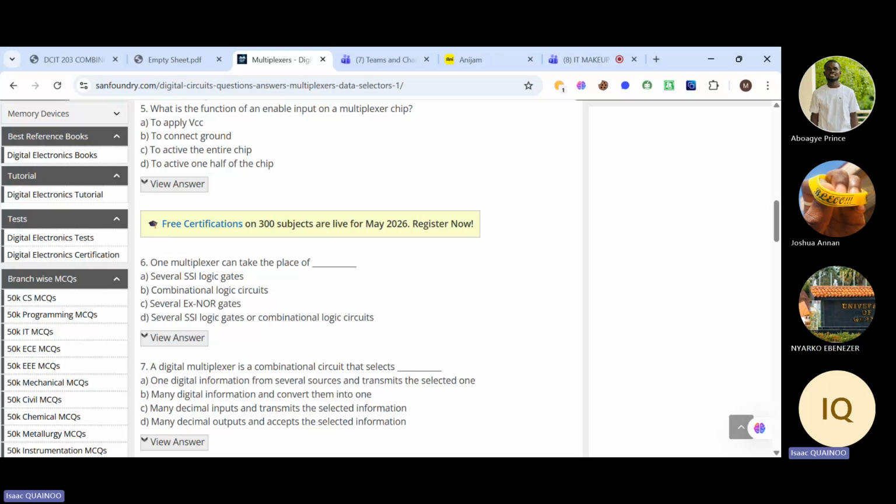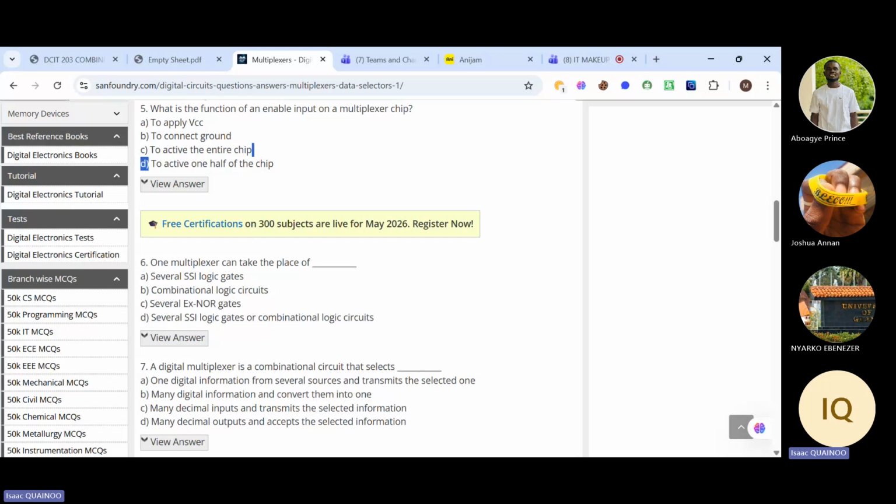Yes, A, to apply VCC, B, to connect ground, C, to activate the entire chip, and D, to activate one half of the chip. C. C, to activate the entire chip. Okay, so does someone else have another option in mind? So I'll personally also go for a C.